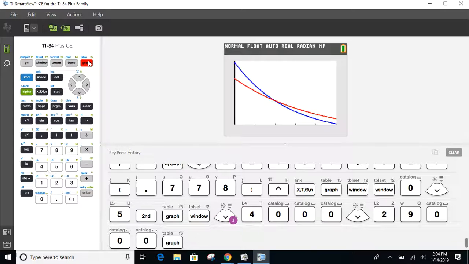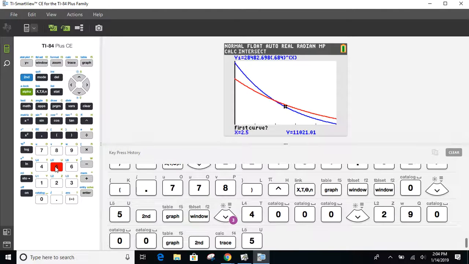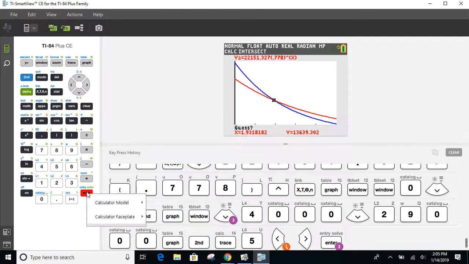How do I find out where they intersect now? Ooh, second trace. God, we better be beasting this thing. Intersect. Get old Spidey to the point of intersection as close as possible. And then first curve, yep, enter. Second curve, yep, it's on there, enter. Let's get a little guess.